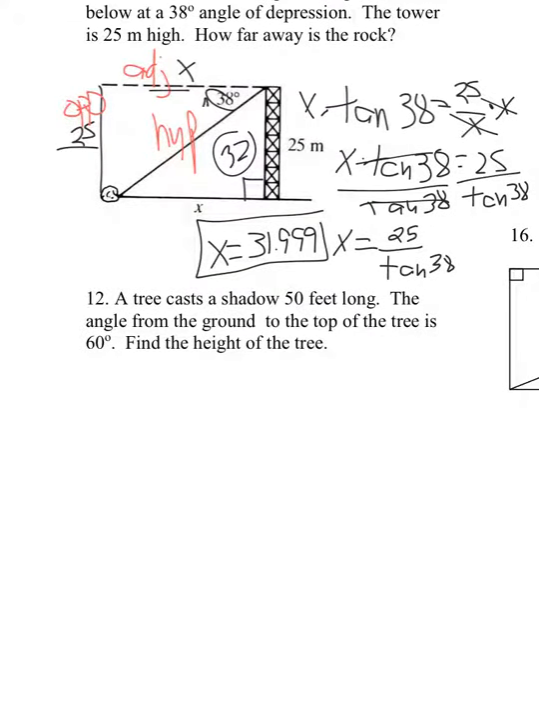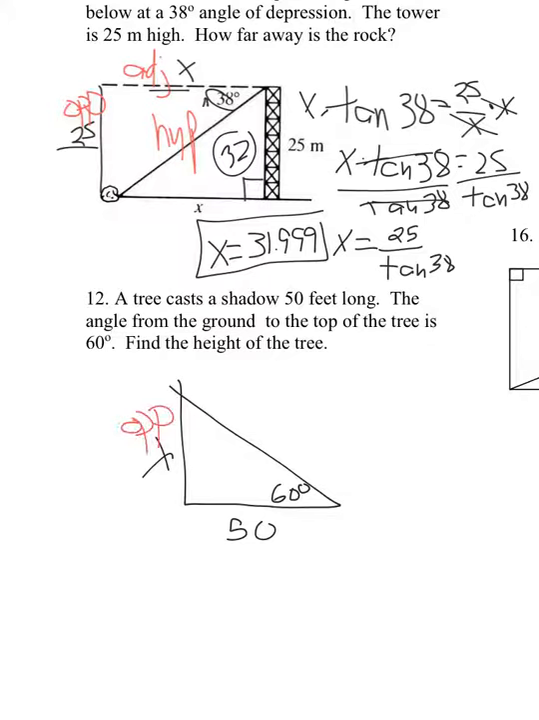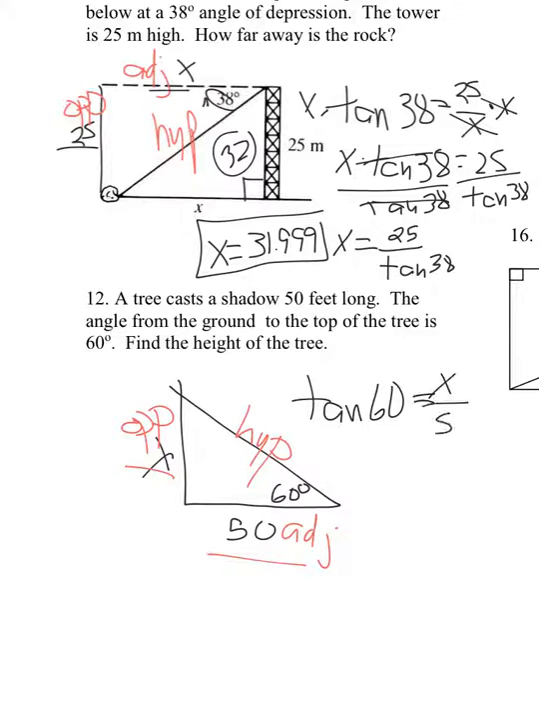Number 12, a tree casts a shadow 50 foot long. The angle from the ground to the top of the tree is 60 degrees. So 50 shadow, 60 degrees. What's the height of the tree? From that 60 degrees, that's opposite, adjacent, hypotenuse. Opposite and adjacent is tangent. Let me try that with the black pen. Tangent 60 degrees equals opposite x over adjacent 50.